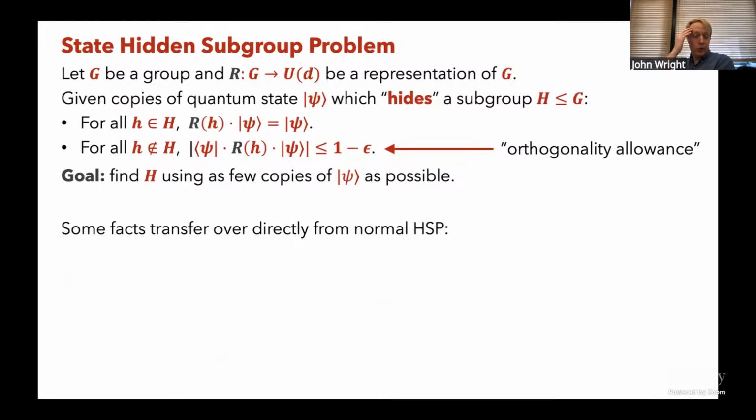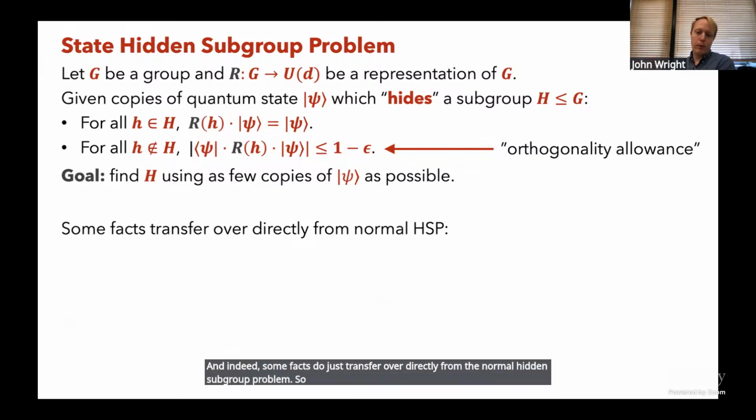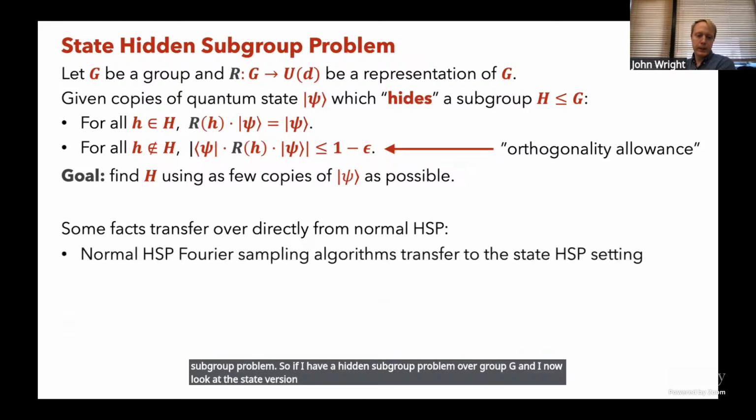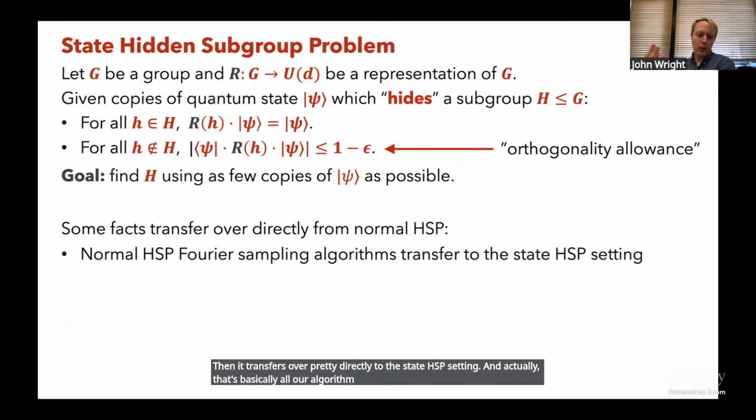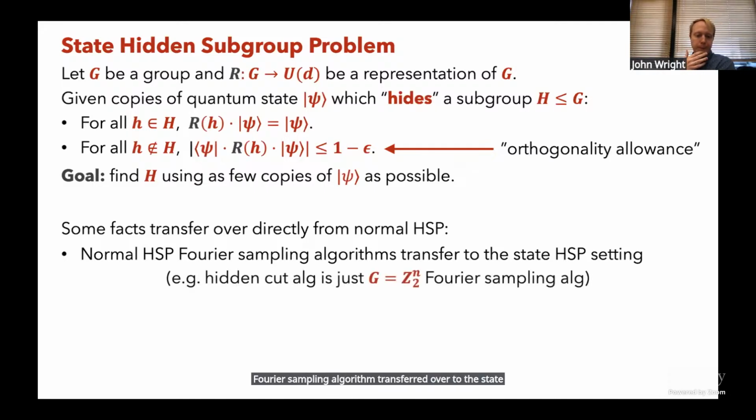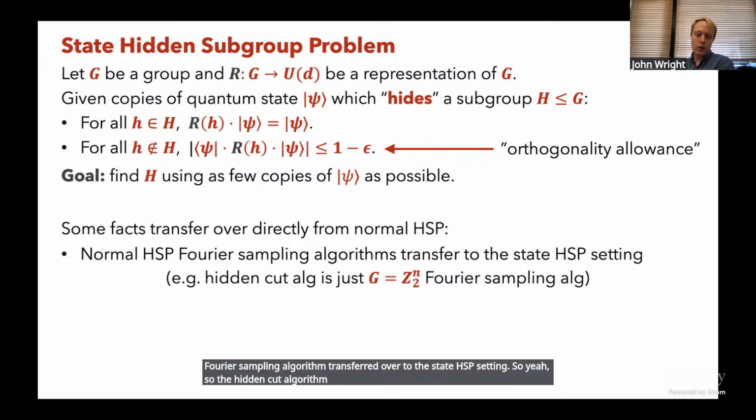And indeed, some facts do just transfer over directly from the normal hidden subgroup problem. So, if I have a hidden subgroup problem over a group G, and I now look at the state version of the HSP, it turns out that a Fourier sampling algorithm that works for the normal HSP transfers over pretty directly to the state HSP setting. And actually, that's basically all our algorithm is. It's this normal HSP Fourier sampling algorithm transferred over to the state HSP setting. So the hidden cut algorithm is just the case of Z_2^n Fourier sampling.